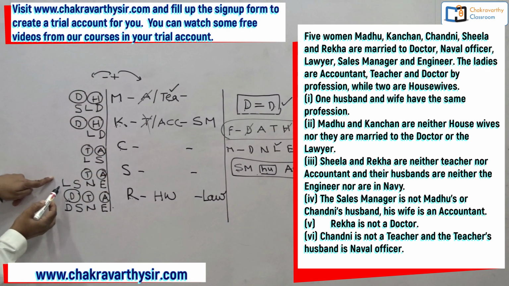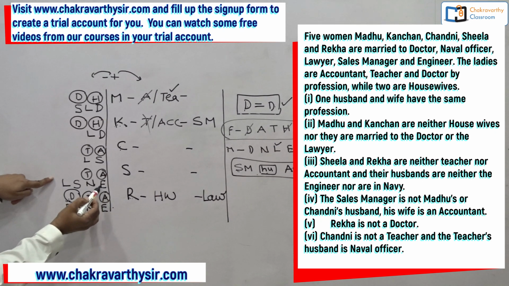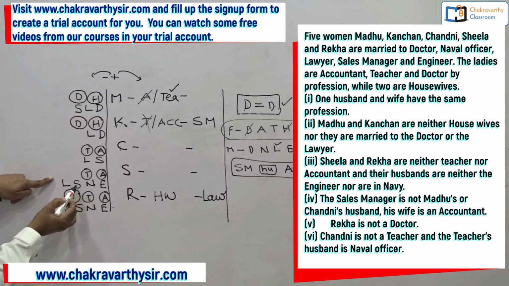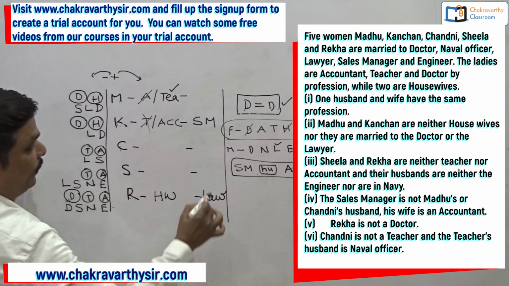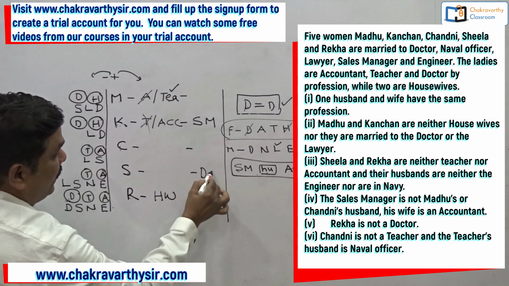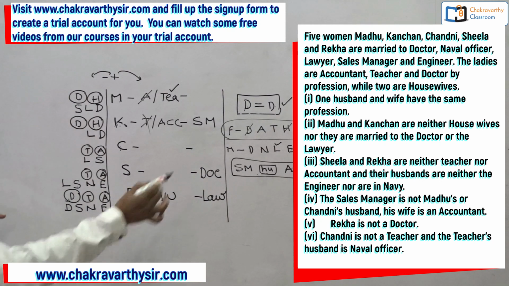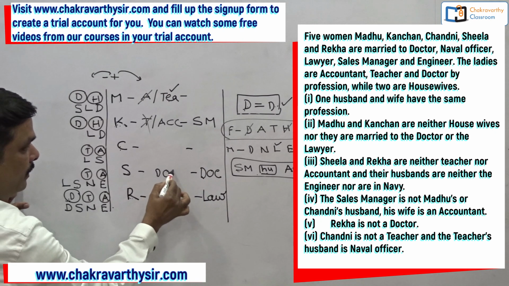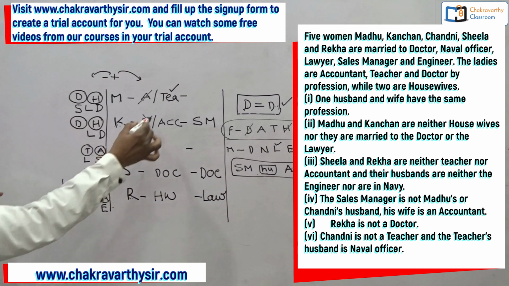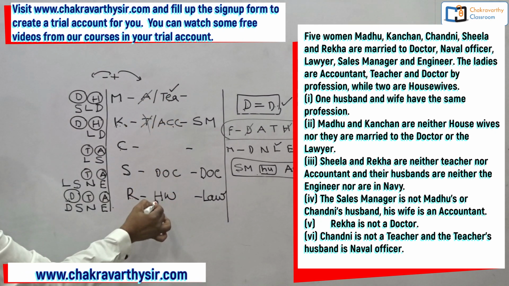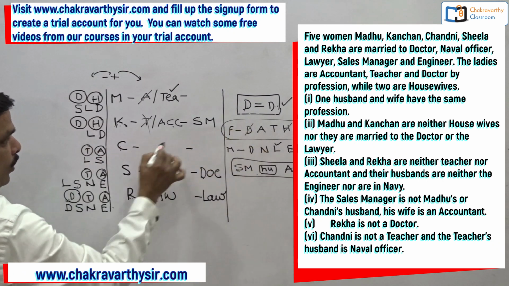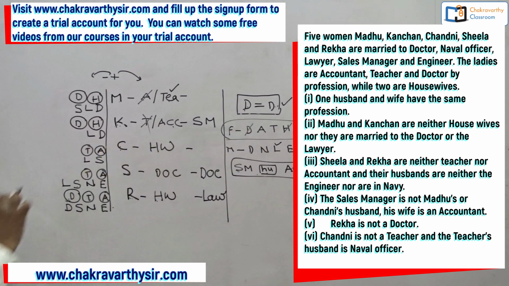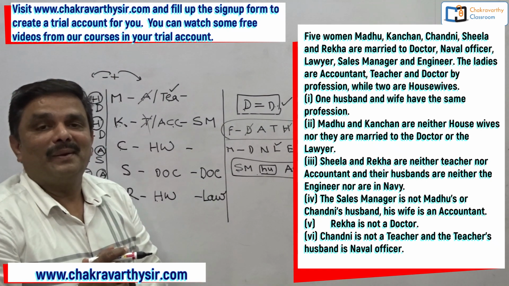Now come back to this one here. For Sheila, husband: not an engineer, naval officer, sales manager, lawyer. Only one thing is left out. What is that one? Doctor. So her husband should be doctor. When doctor is equal to doctor, husband is doctor, herself must be doctor. Now here you see teacher, accountant, doctor, housewife. Only one thing is left out. One more, housewife. Alright. So almost I have utilized this clue here.